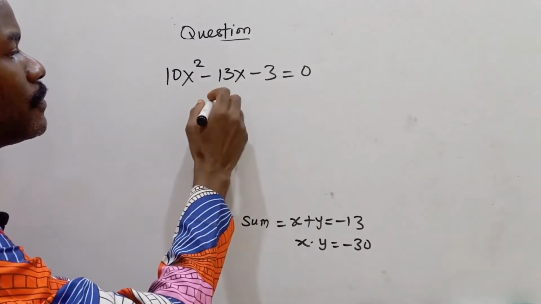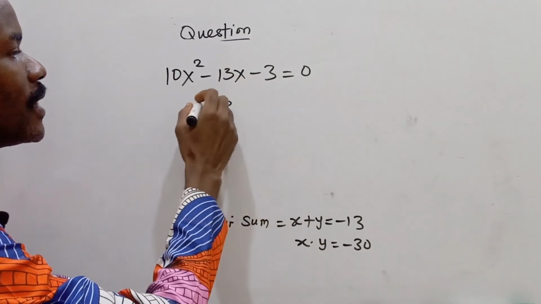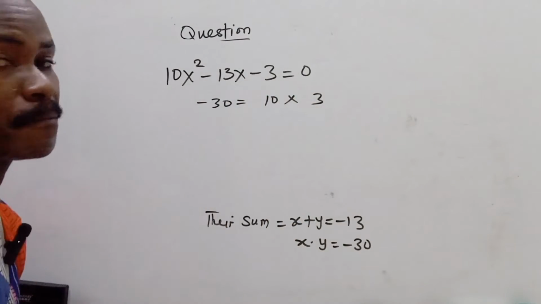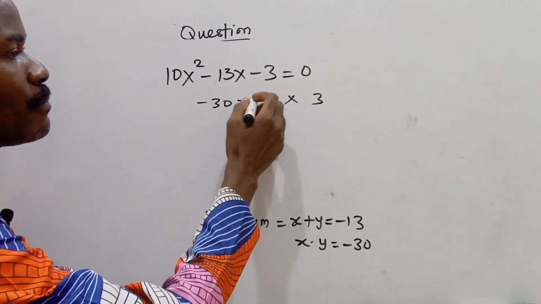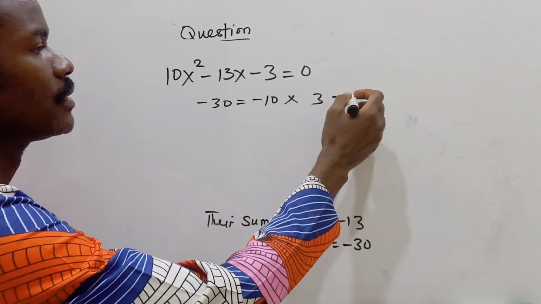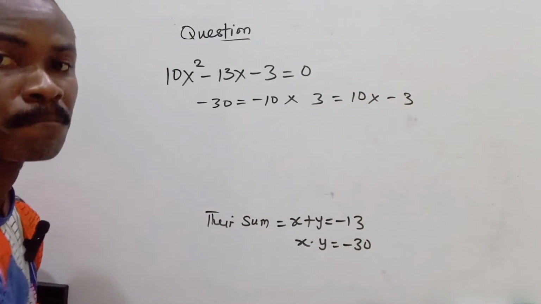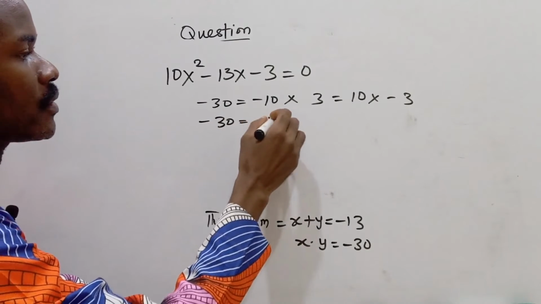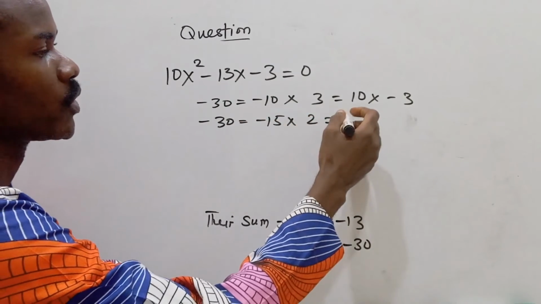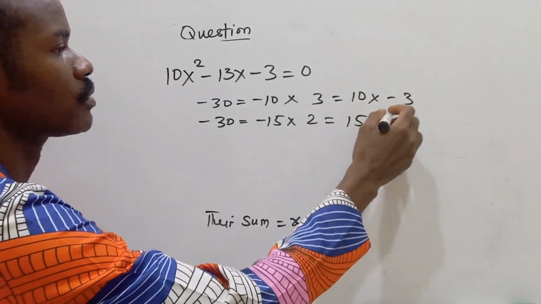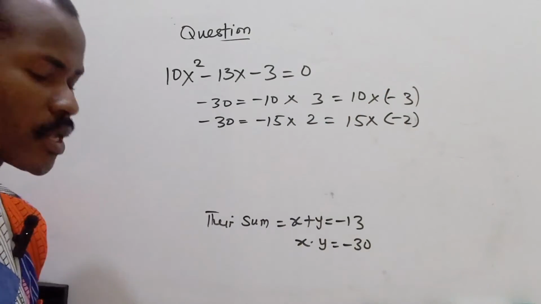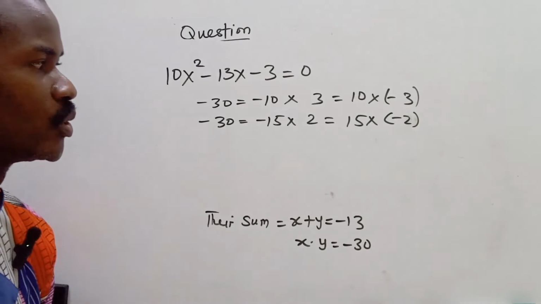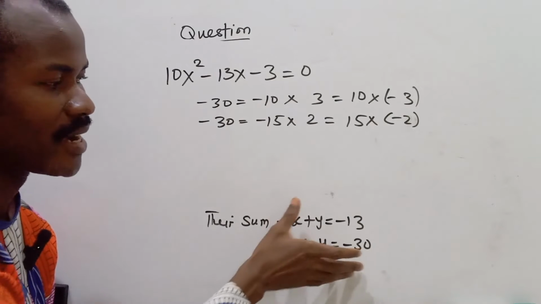Now 30, we can say minus 30, we can say 10 times 3. We can say either minus 10 times 3, or 10 times minus 3. Minus 30 is also minus 15 times 2, or 15 times minus 2. So I am trying to investigate the two values that satisfy this condition.